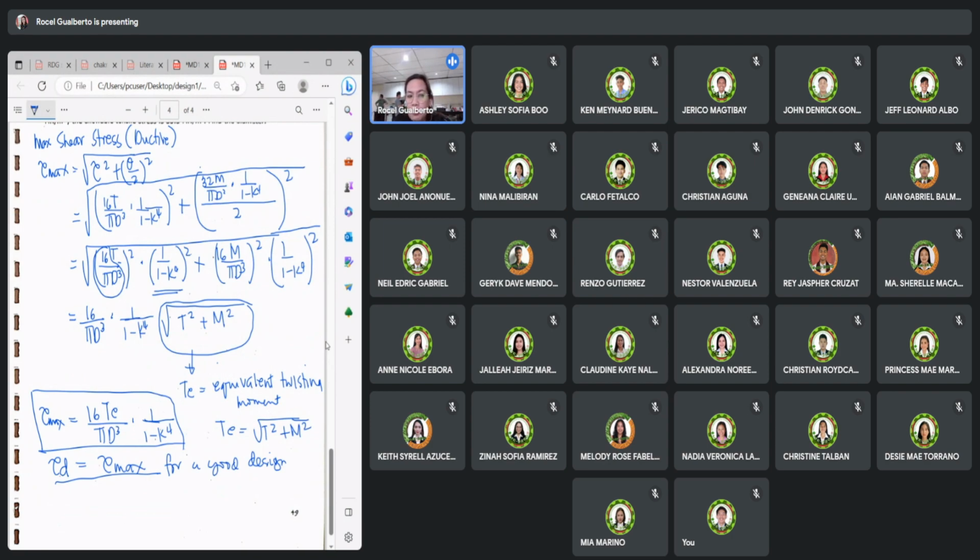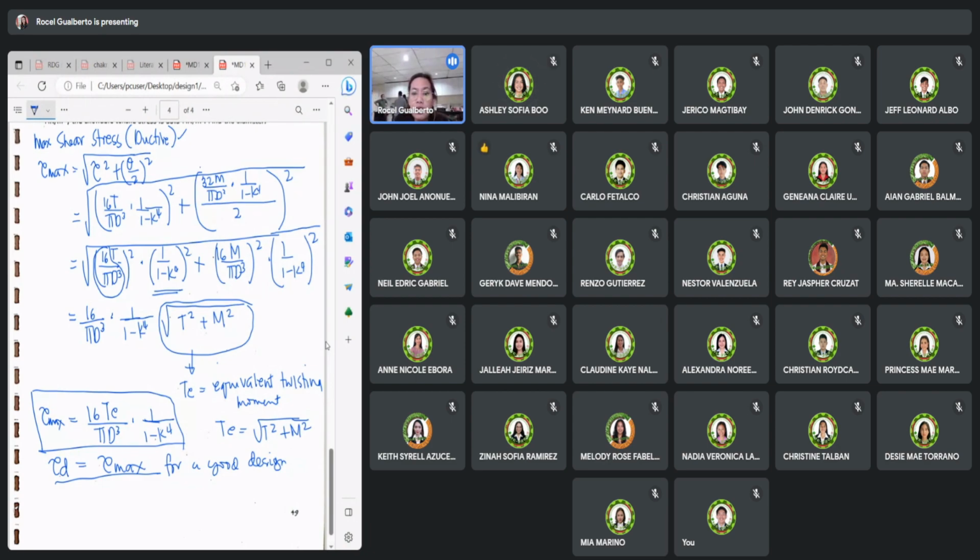Okay? Now, what about the value of tau d? Ano po ang gagamitin natin doon sa tau d? Again, this can be tau u over fs or tau y over the factor of safety, dependent upon the basis of design. Although this is for ducting po, pwede din po natin gamitin yung tau u over fs kung yun po yung minention as the basis of design. Maliwanag po ba? Hello? Nakuha po ba? Naintindihan po?